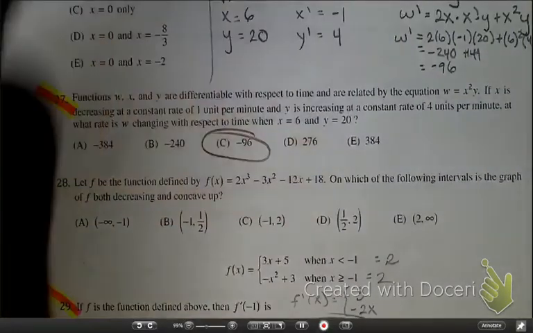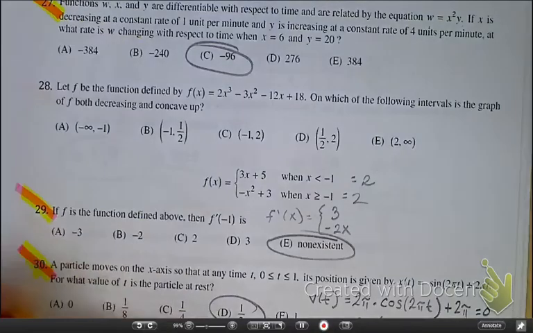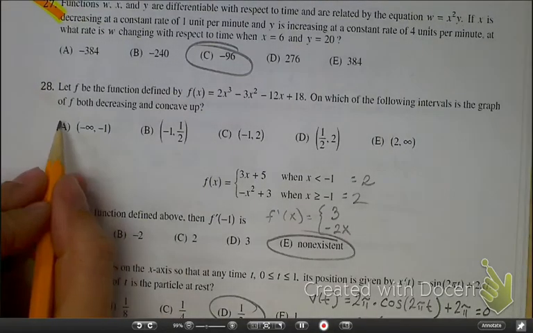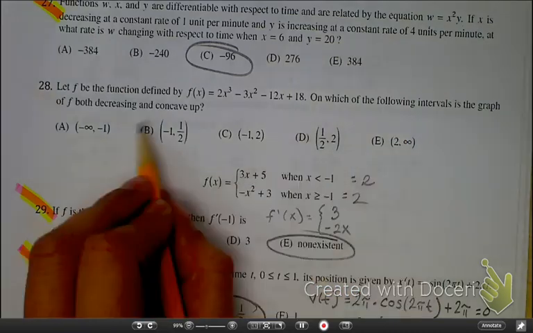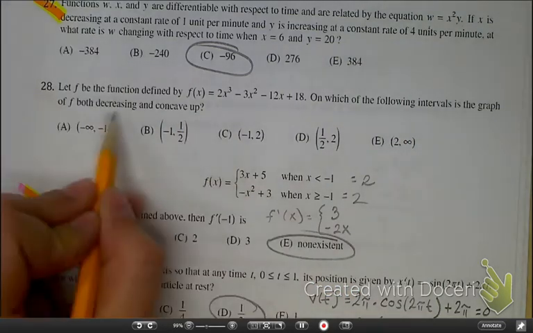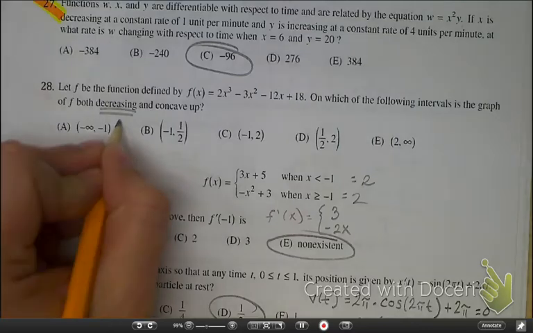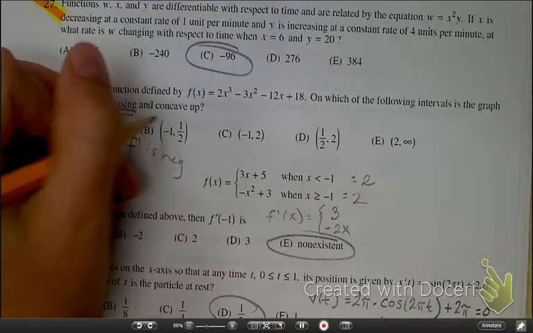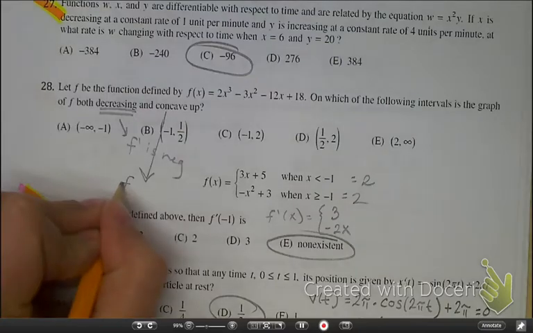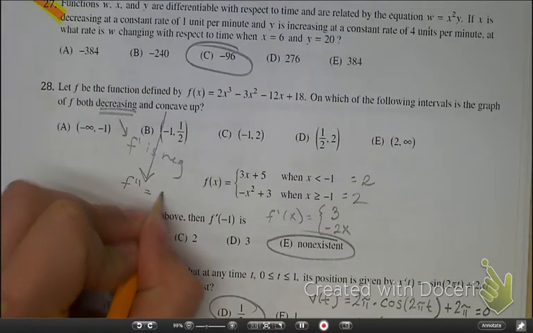All right, number 28. For number 28, it says let f be the function defined by this cubic function. On which of the following intervals is the graph of f both decreasing and concave up? So to be decreasing, I'm looking for where the first derivative is negative. And to be concave up, I'm looking for where the second derivative is positive.